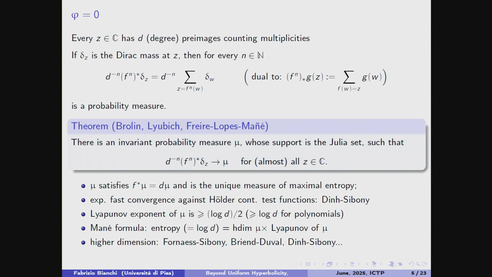For context, the Brolin result was the first convergence for polynomials in the 60s. Then it was generalized by Lyubich and Freire-Lopes-Mañé in the 80s. And so this is the start. The speed of convergence came in the years 2000, 2010, 2020.